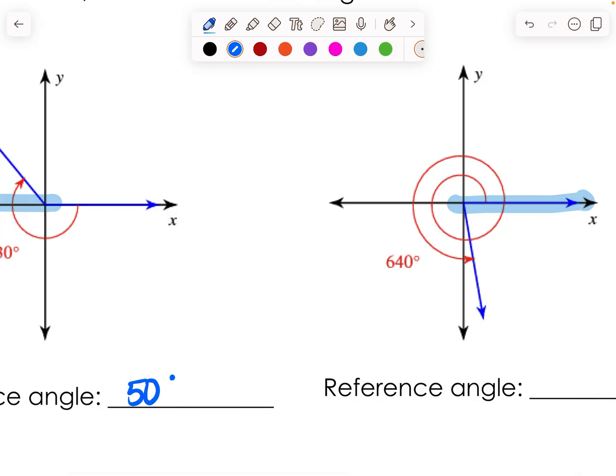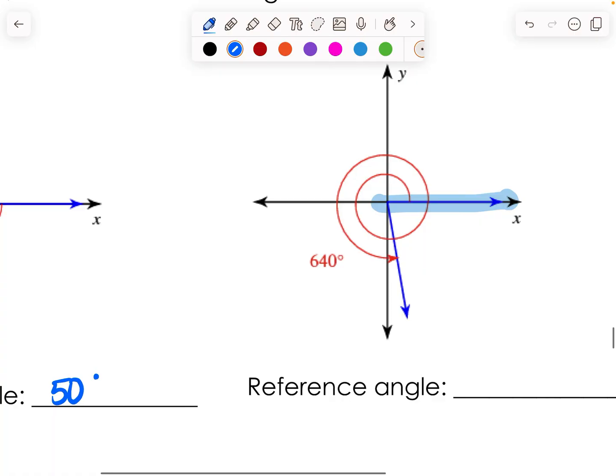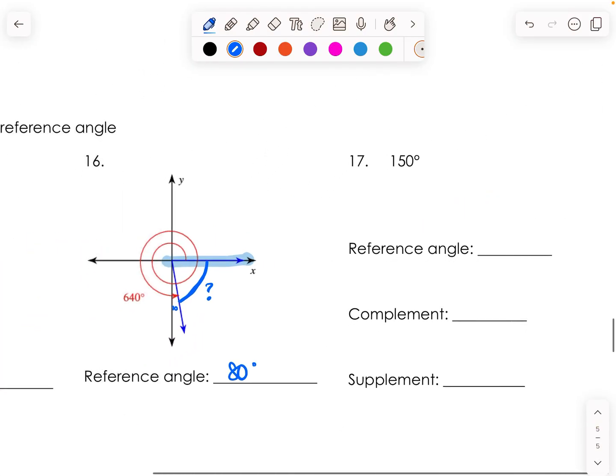All right, 640. So let's see. This is 10 degrees here, but I don't want that part. I want to know how much this is. So to the x-axis, that's going to be 80 degrees. Reference angle for that, none, because it's already over 90, and then 30 degrees.